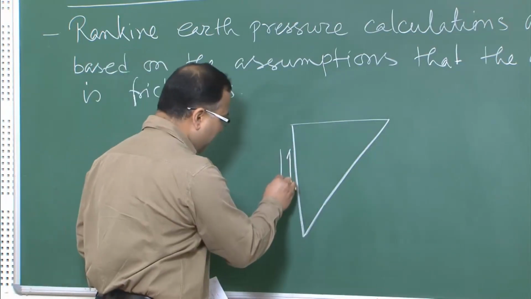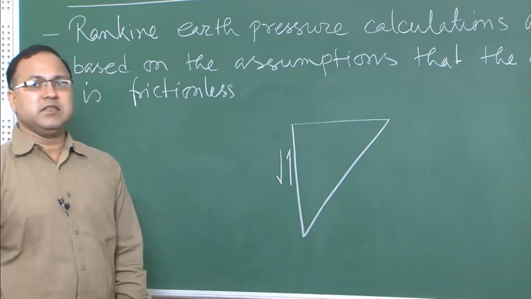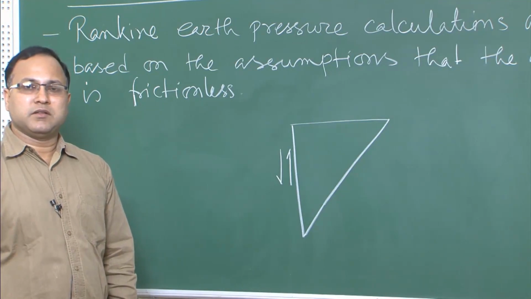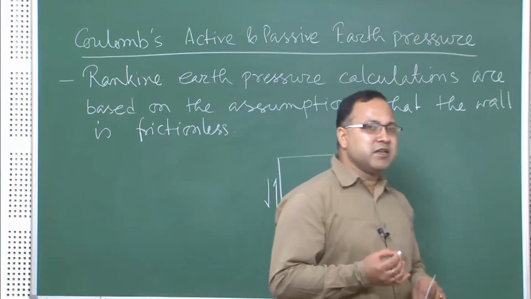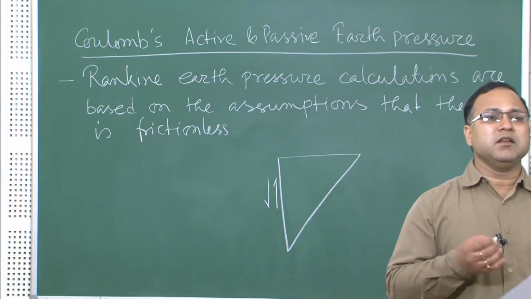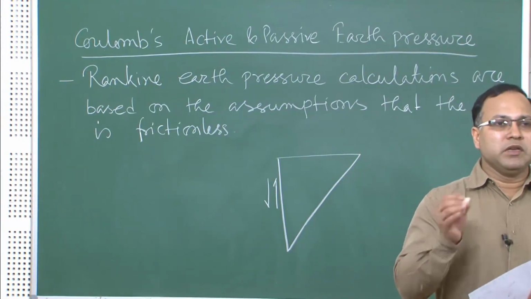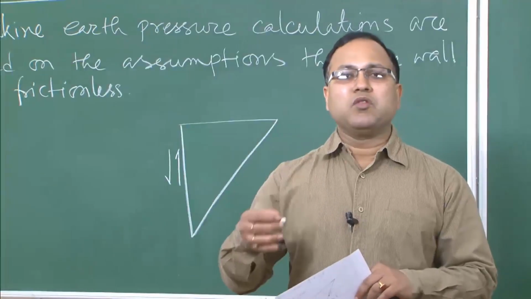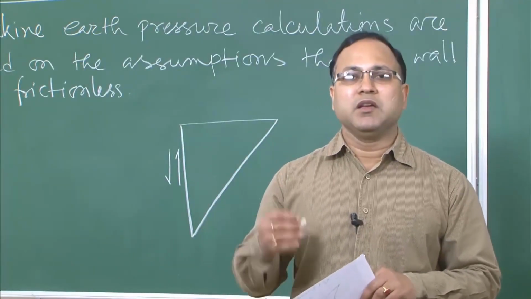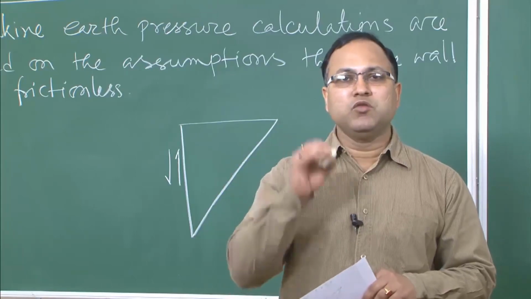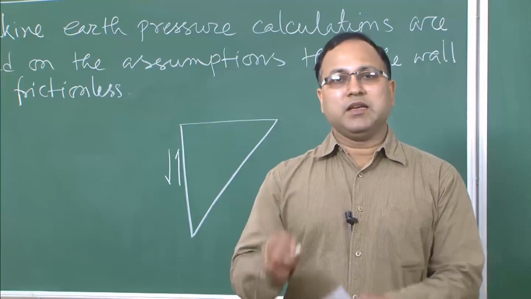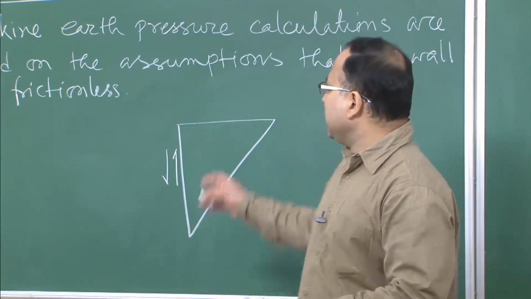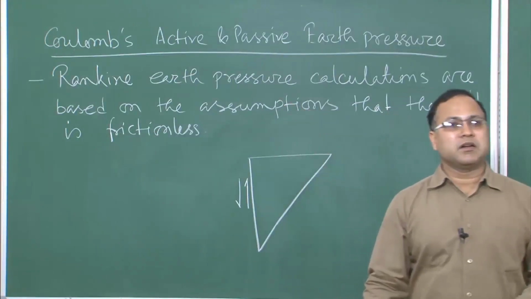In case of passive, this block will try to move in the upward direction, so you will be getting the resistance in this direction. This resistance is very significant, and it will be there if you consider the interface friction. To calculate this resistance you need to know how much interface friction is there. Whatever the case, if interface friction is there, you cannot use Rankine earth pressure theory.